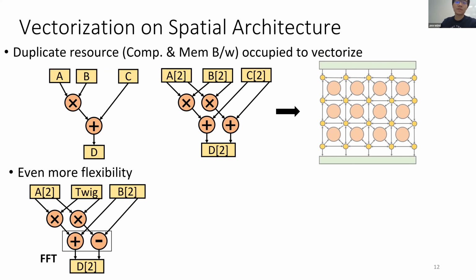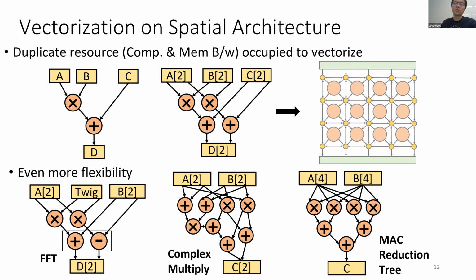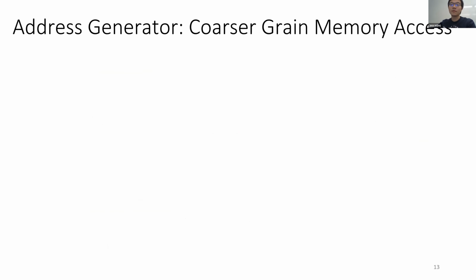But I want to show that the programmable data path of the spatial architecture offers better flexibility. For example, for FFT, though it's element-wise, it interleaves addition and subtraction. And for complex multiplication, in an array-of-structures data layout, the data path is just irregular. And a reduction tree can easily be mapped onto the spatial data path, but it's only available on very advanced server CPUs. So all these data paths can hardly be specialized on a vector machine, but can easily be mapped onto the spatial data path. So we're done with the computation specialization.